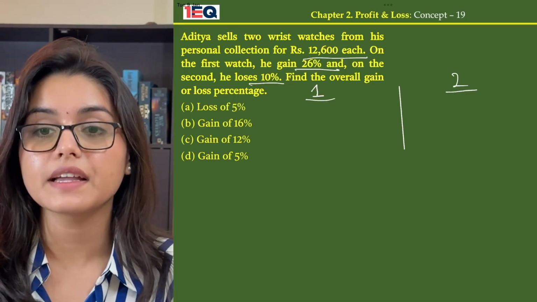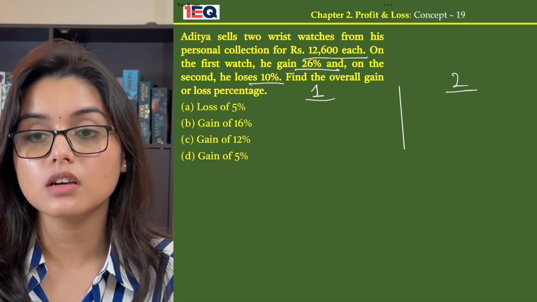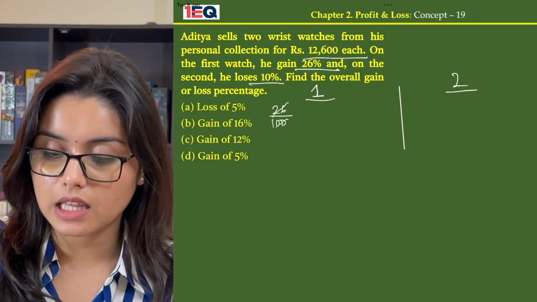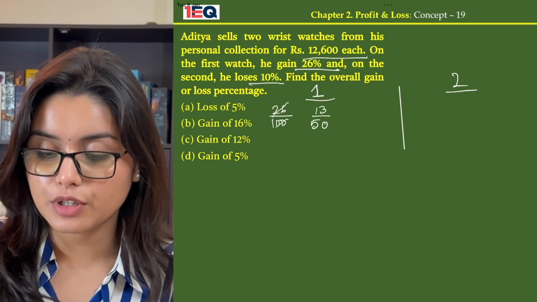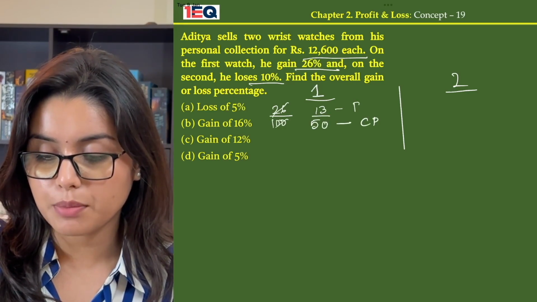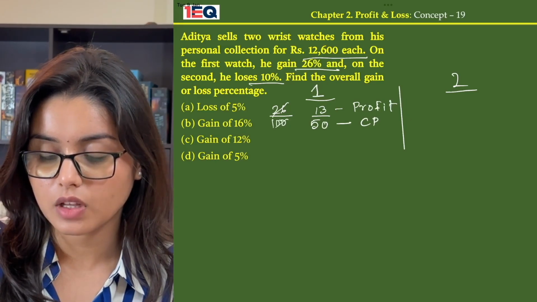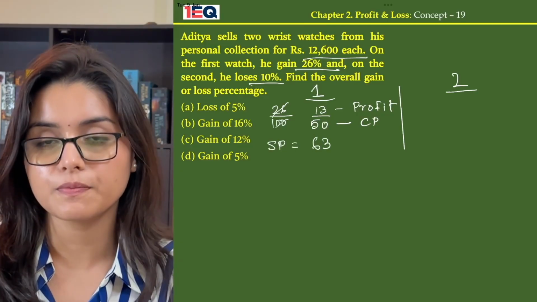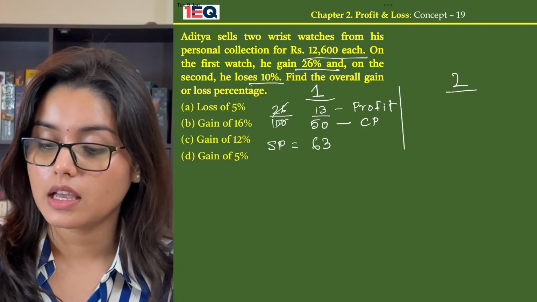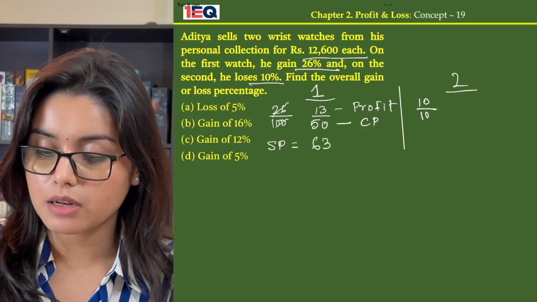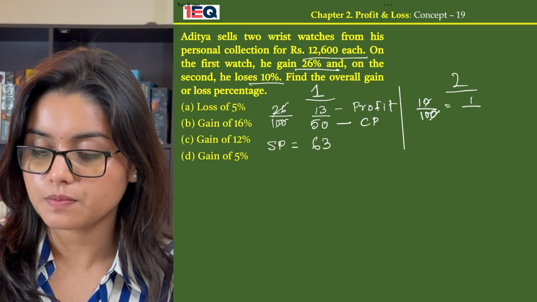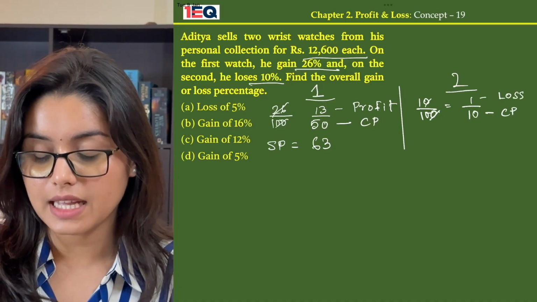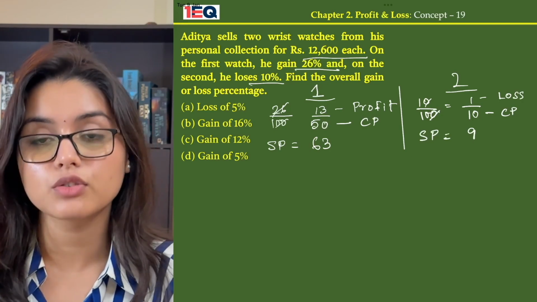In case of the first watch, Aditya earns a profit of 26%. So a 26% profit would mean 26 by 100, that is 13 by 50. So if 50 is my cost price, my profit is 13, and then my selling price becomes my cost price plus profit, that is 63. Now in case of the second watch, he has a loss of 10%. So a 10% loss is 1 by 10, where if 10 is my cost price, my loss is 1. And so my selling price becomes 9 rupees.